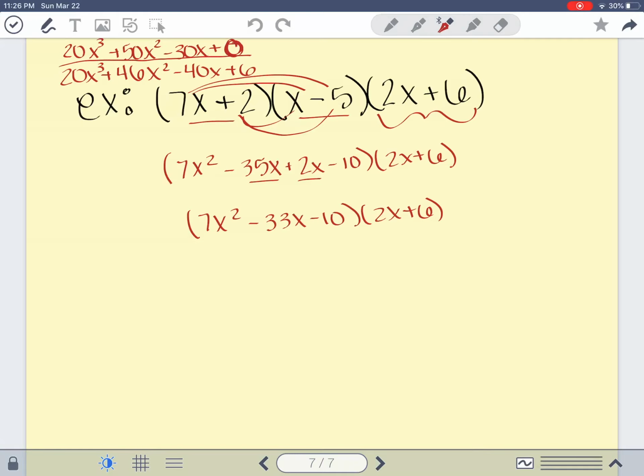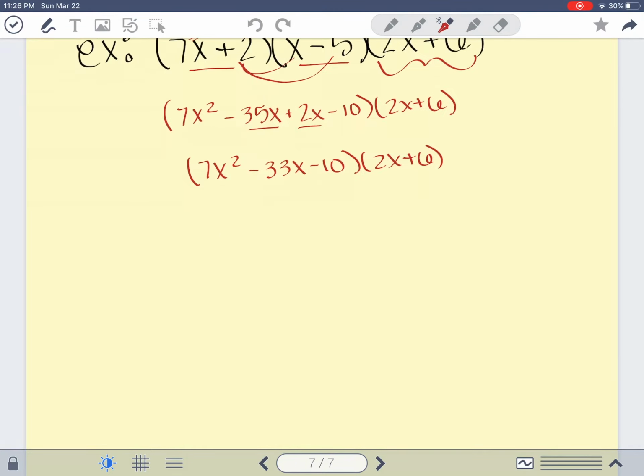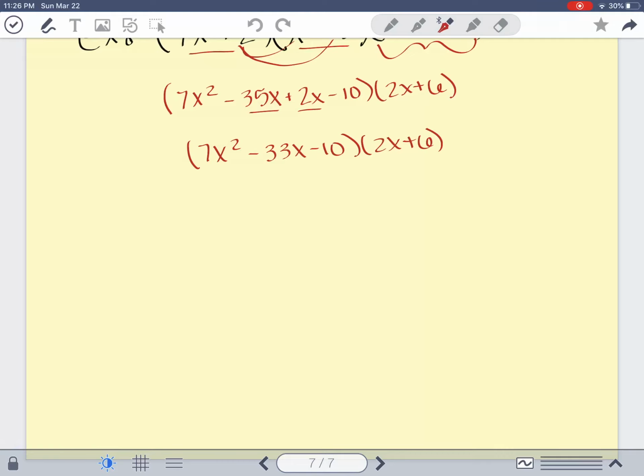Alright, so now, again, just because I haven't shown you very many examples of this, I'm going to go ahead and do it vertically again, just so you guys can see another example of that, since you've already seen multiple examples of distributing and of the grid or table method. Alright, so I've got 7x squared minus 33x minus 10, and I'm multiplying that by 2x plus 6.